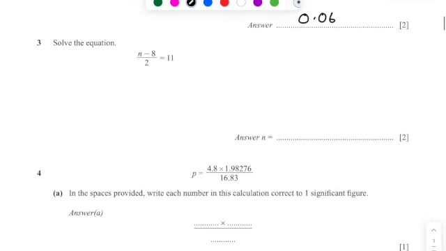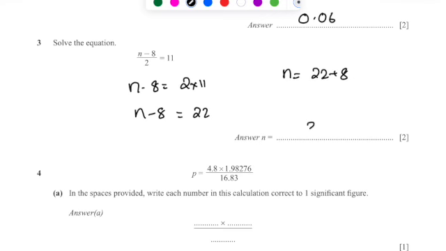Next, solve the equation. So n minus 8 equals 2 times 11. n minus 8 equals 22. n equals 22 plus 8. n equals nothing but what? 30. That's going to be the answer for question number 3.